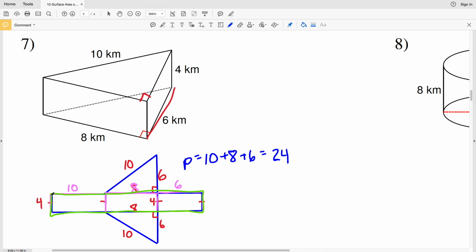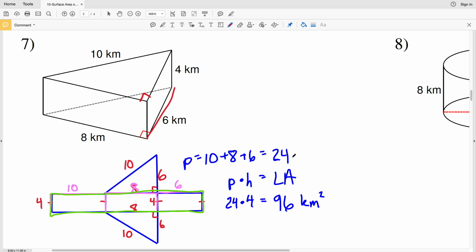Now if we take that perimeter and multiply it by the height, P times H, and that's the height of the prism, we'll get the lateral area. So P of 24 times the height of 4, we're going to get our lateral area, which 24 times 4 is 96. So our lateral area is 96, and if we're dealing with kilometers, that's going to be 96 kilometers, and this is area, so that's kilometers squared.